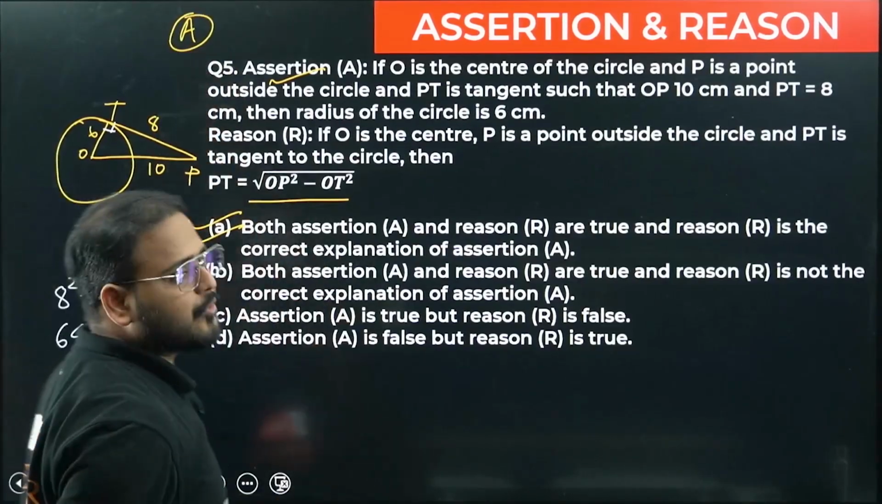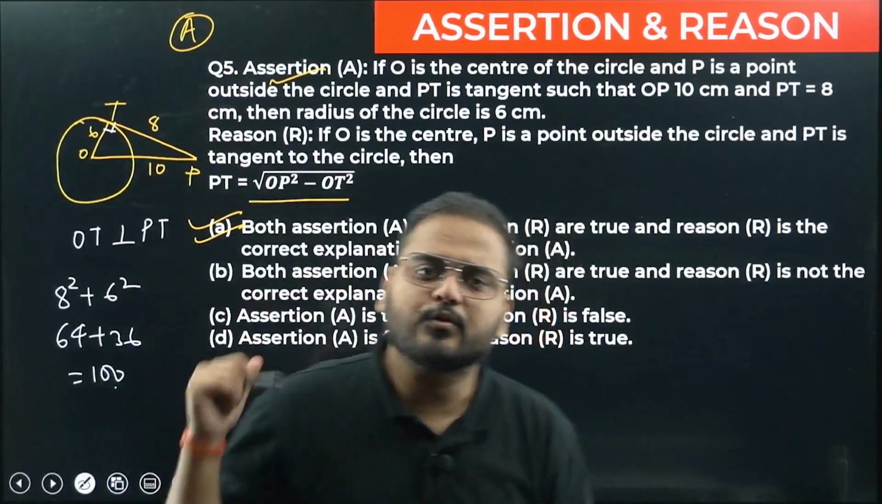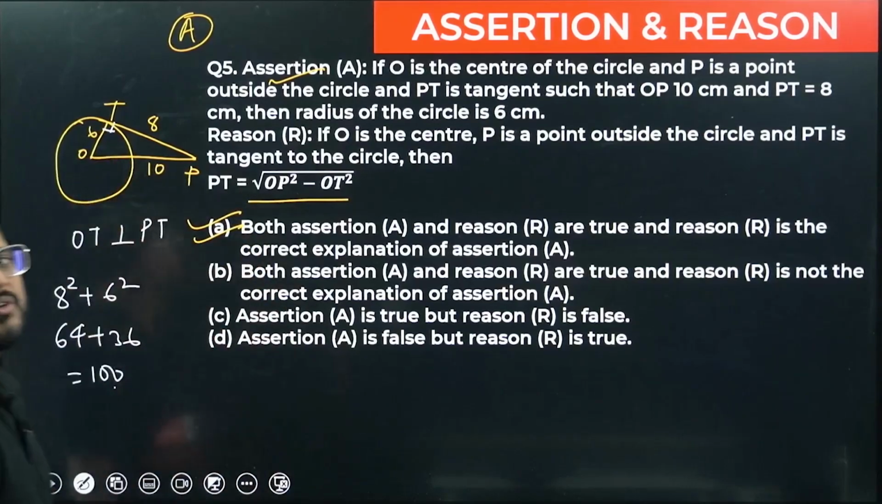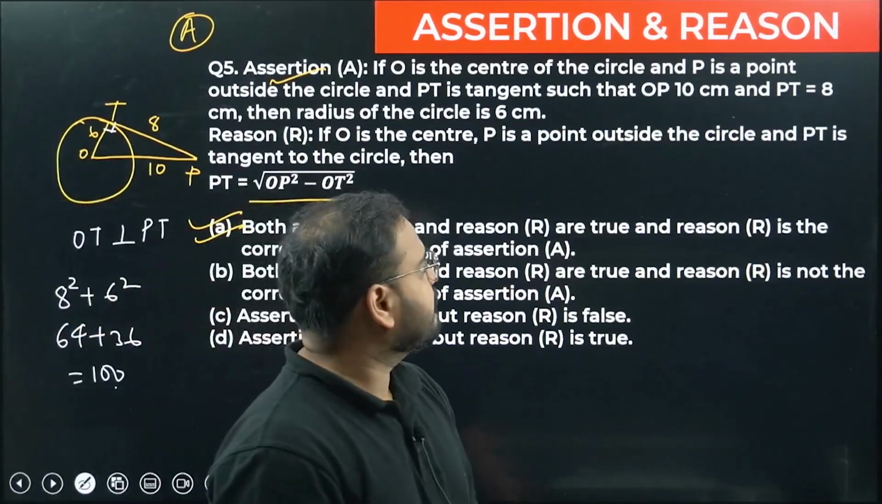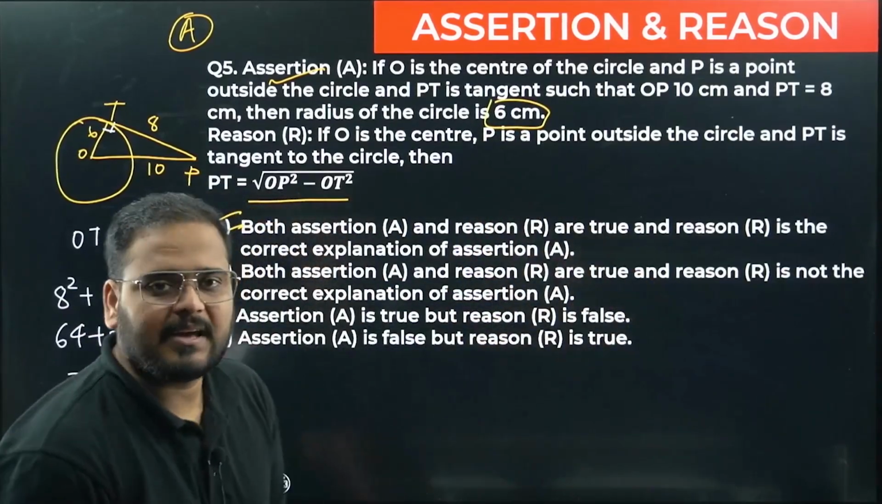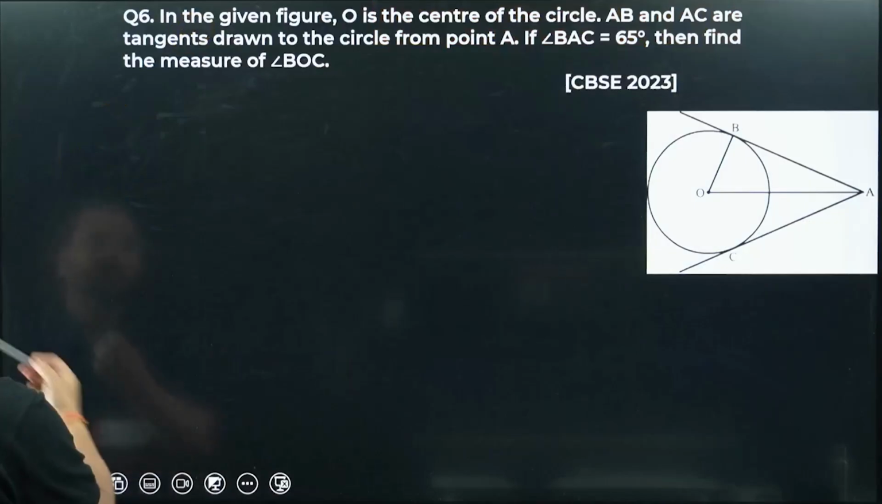Option number A. All of you agree? That's what I've used. I've used Pythagoras theorem. That's what we are used to get the result, which is going to be this 6 centimeters. Okay, clear? Moving on to question number 6.